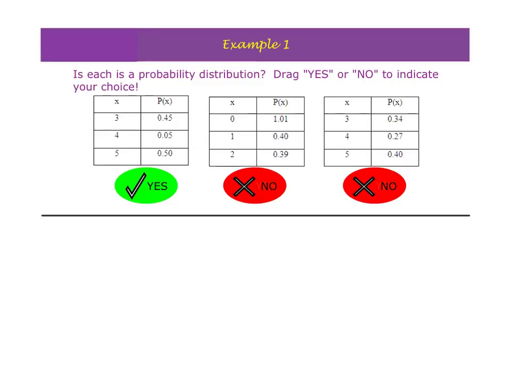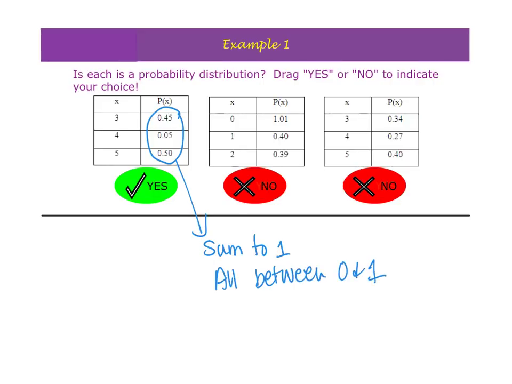Okay, the only one that was a probability distribution was the first one, and that's because all of these are between 0 and 1 and sum to 1. If you look at the second one, this is not a probability distribution because I have a probability that is over 1. This is not a probability distribution because it does not sum to 1.